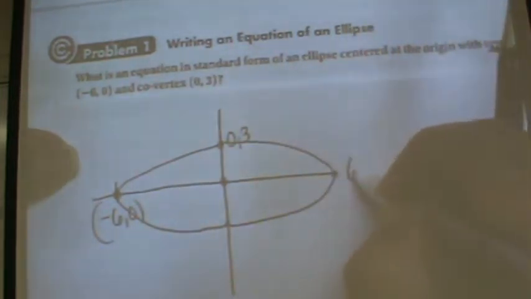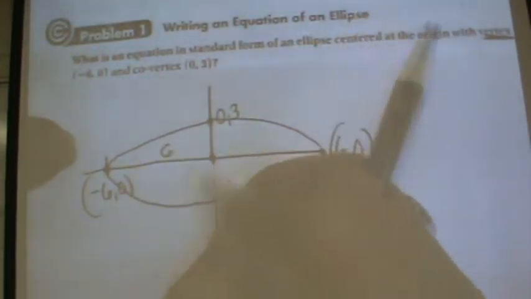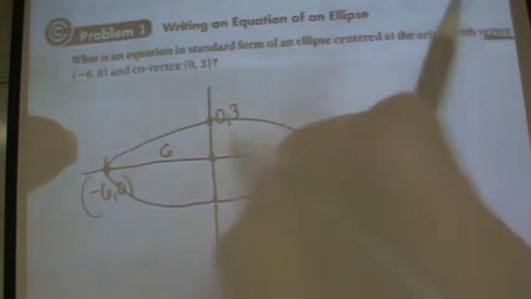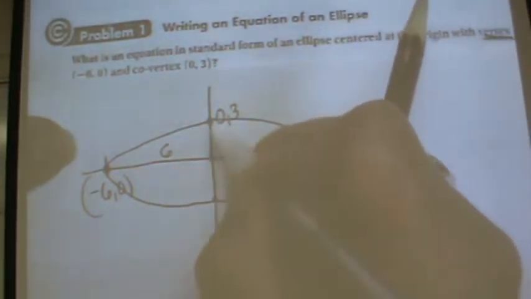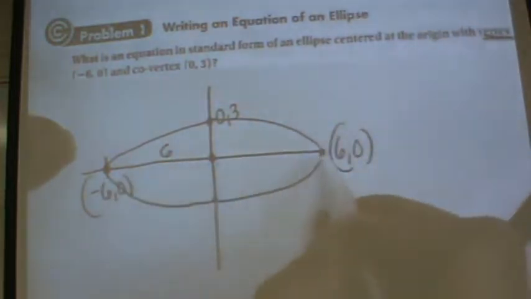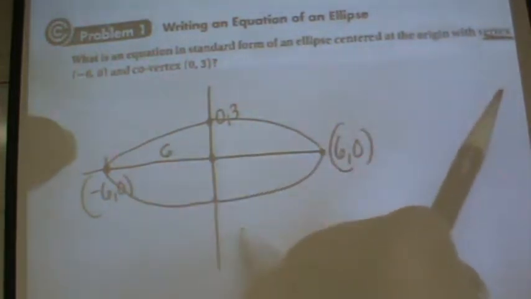Right there. So the other vertex is going to be, from here to here is 6 units, so here to here will also be 6. Here to here is 3, and this will be 3. So the length of your minor axis is 6 units, the length of your major axis is 12. 6 and 6 is 12.